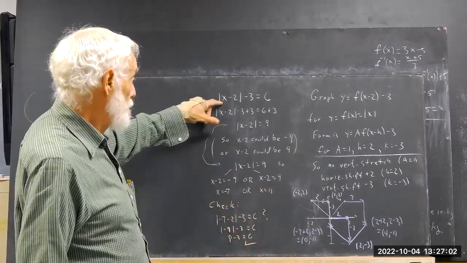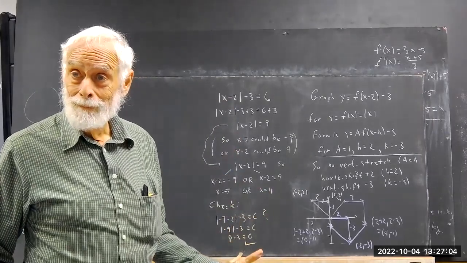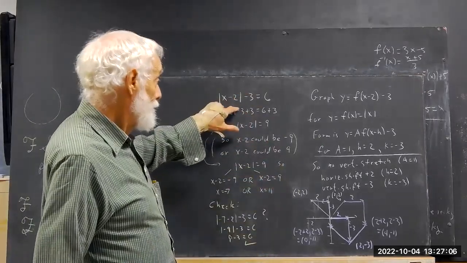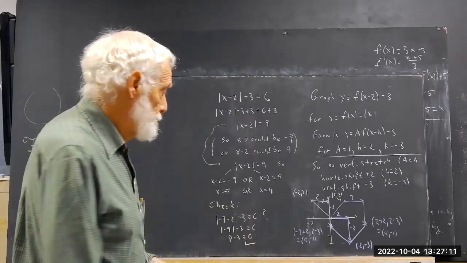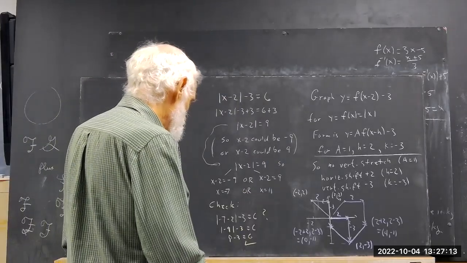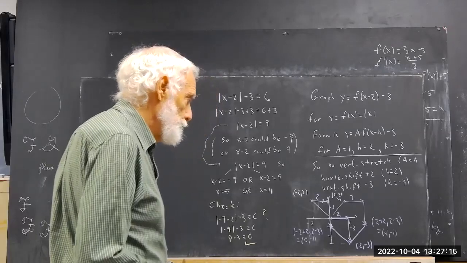I'm not going to write it out, but 11 minus 2 is 9. So absolute value is 9. Subtract 3 to get 6. So we've solved the equation. Okay. So we could also approximate the solution with a graph.